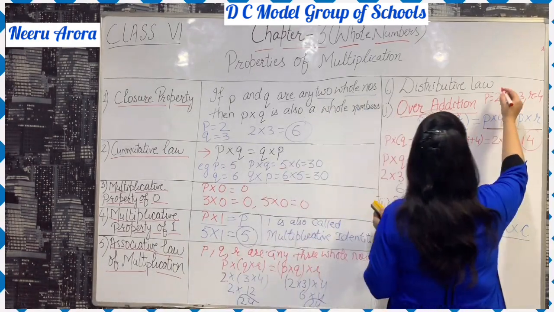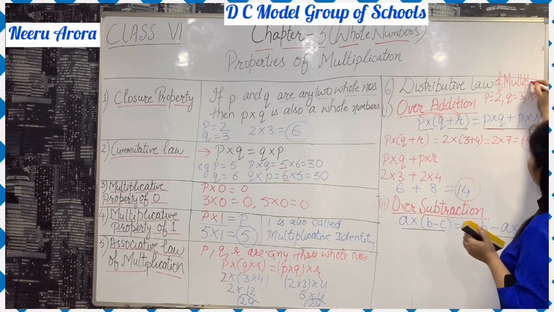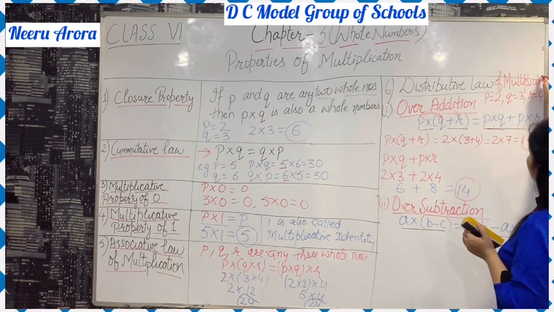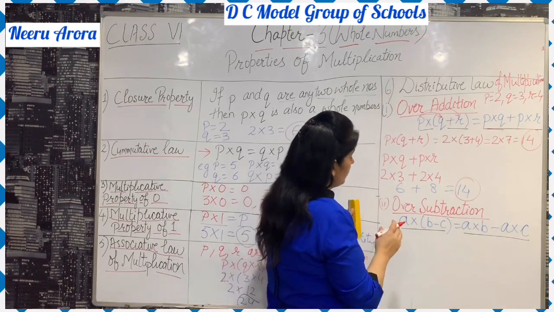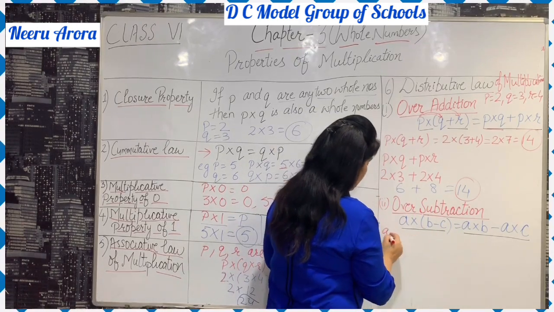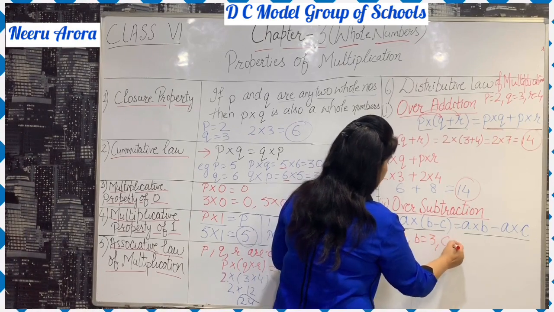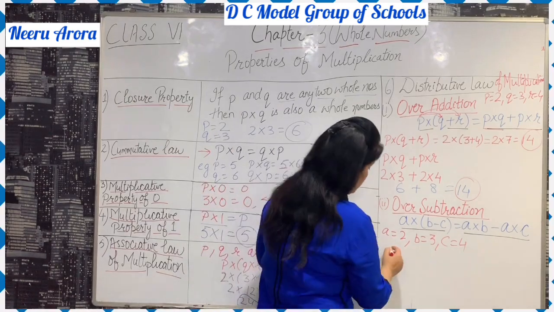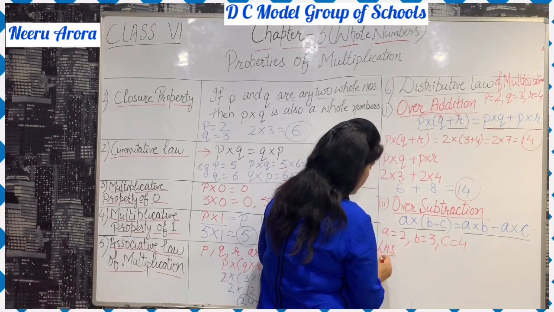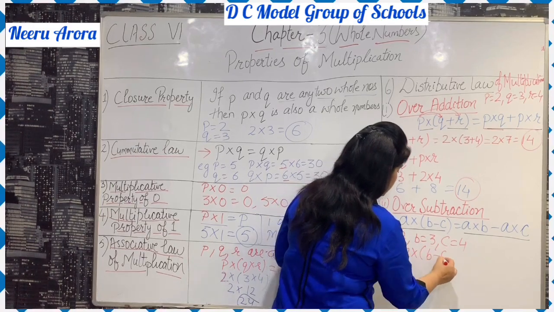Now in the same way, the distributive law of multiplication over subtraction. So look at this subtraction. Again we are going to take the same values: let A be 2, B be 3, C be 4. Or even we can change the values also. Again we are going to solve the left hand side first. What is our left hand side? A multiplied by B minus C.